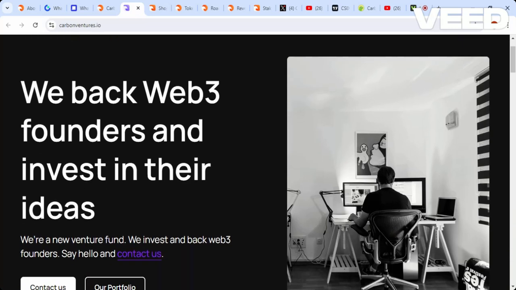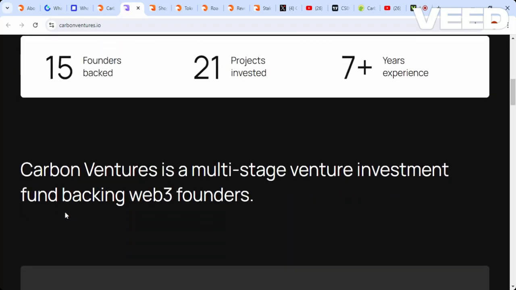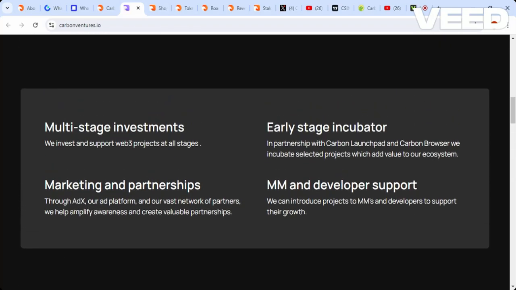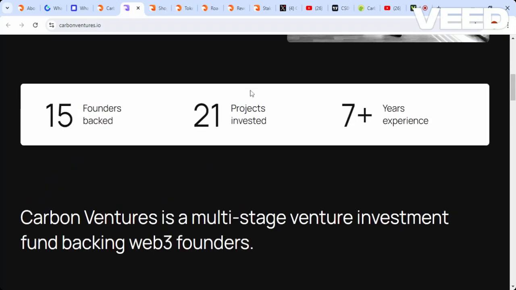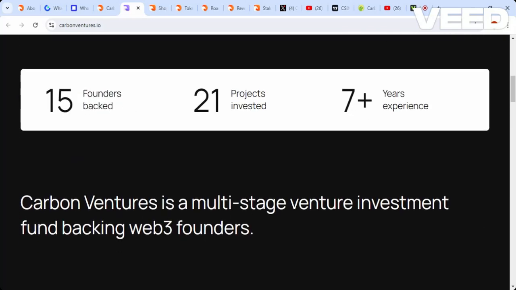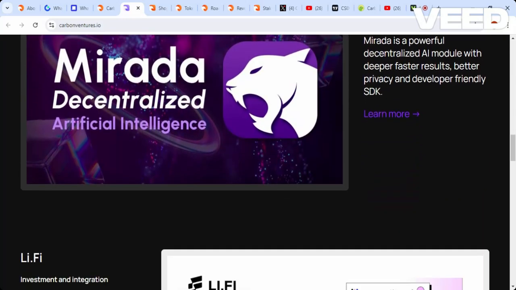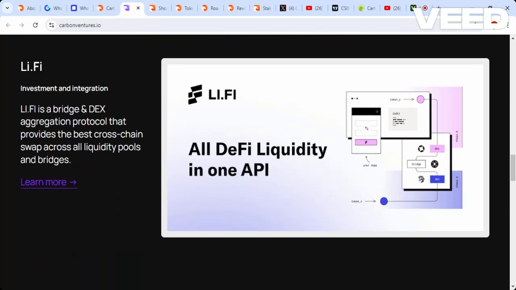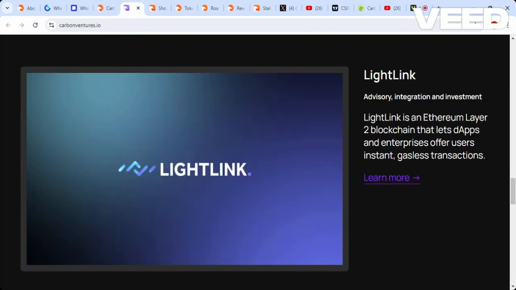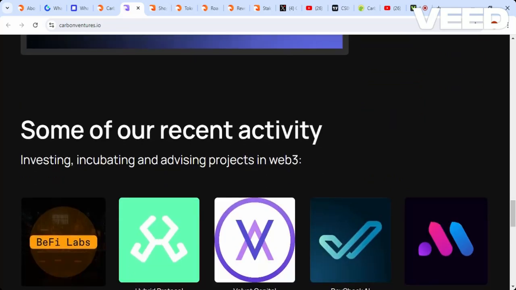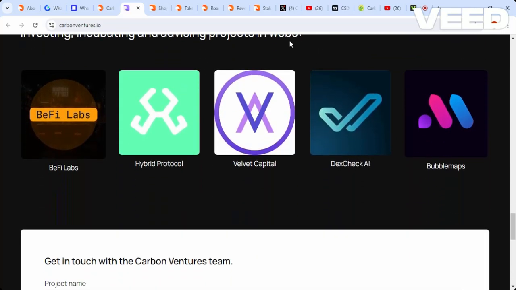So this is Carbon browser. We back Web3 founders and invest in their ideas. These are projects that they have invested in. They have invested in 21 projects already, with 7+ years of experience. So we have here Mirada, decentralized artificial intelligence. We have Leafy protocol. We have Lightlink. Those are some of the projects that they have invested in.